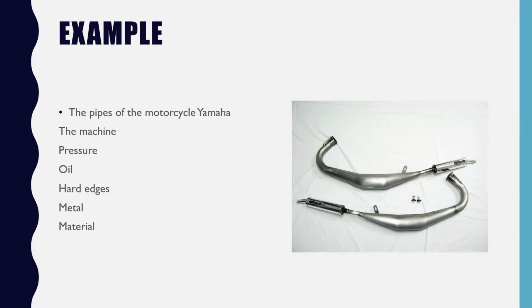As an example, the pipes of the Yamaha motorcycle must be developed by hydroforming because, as you can see, the shape is hard to produce in another machine. The metal has to be malleable to develop this process. This process is only for pieces that have specific details, or you have to do a specific form that is hard to do in other machines.